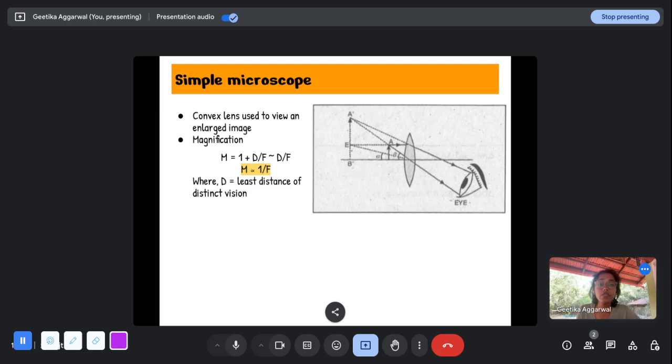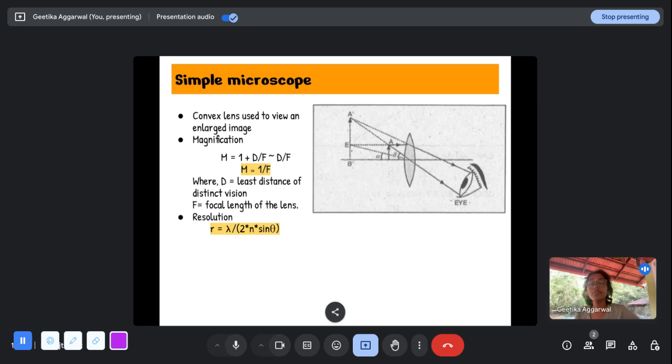So the least distance at which you can distinctly see objects. F is the focal length of the lens. So focal length means where it is going to focus the image. So here you can make out that magnification is basically inversely proportional to the focal length. So a lens that has a smaller focal length will have a higher magnification, and a lens that has a higher focal length will have a smaller magnification.